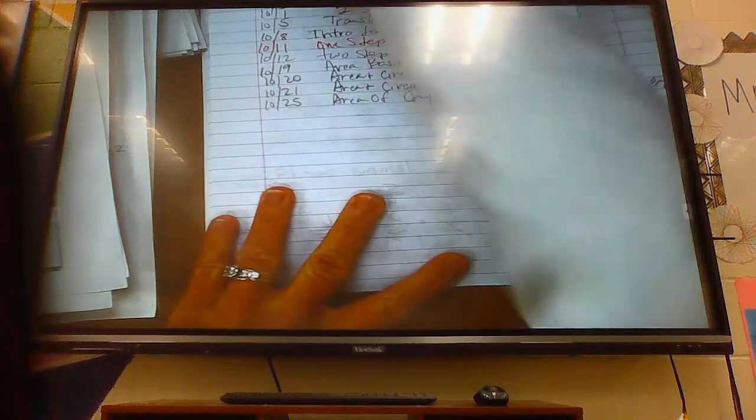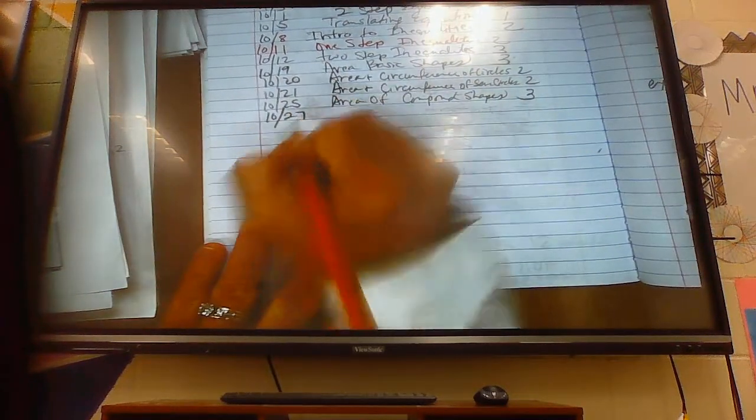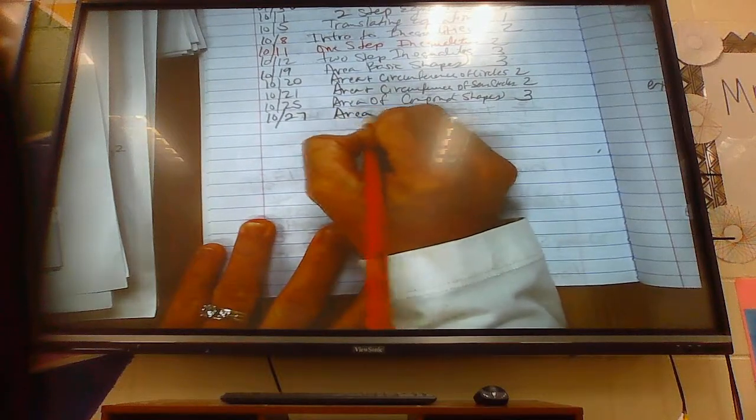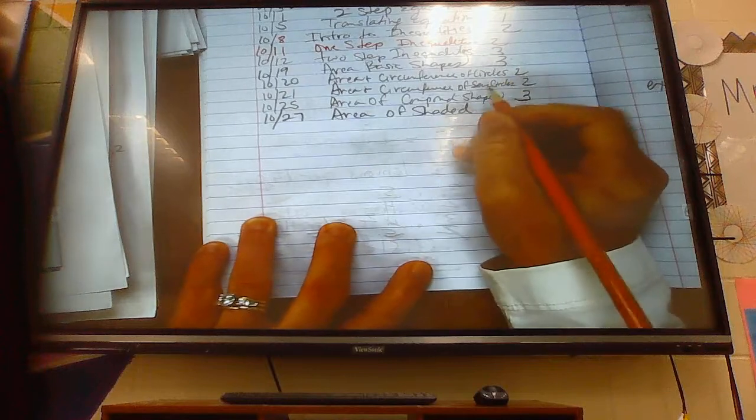Okay, so get your notebooks out. This will be the last of the notes for area. So go ahead and write in your table of contents 1027, and we're doing area of shaded regions.